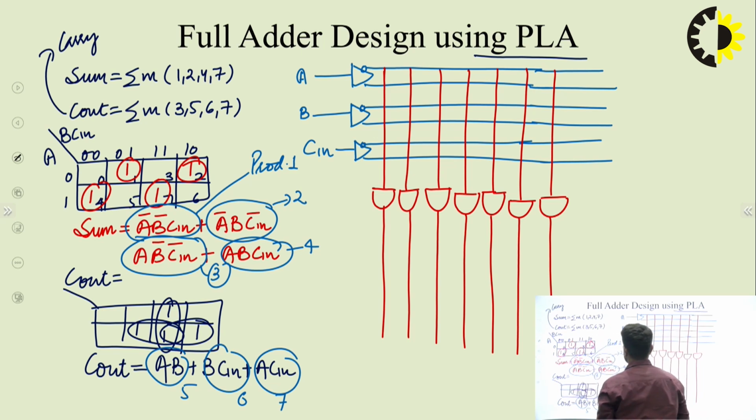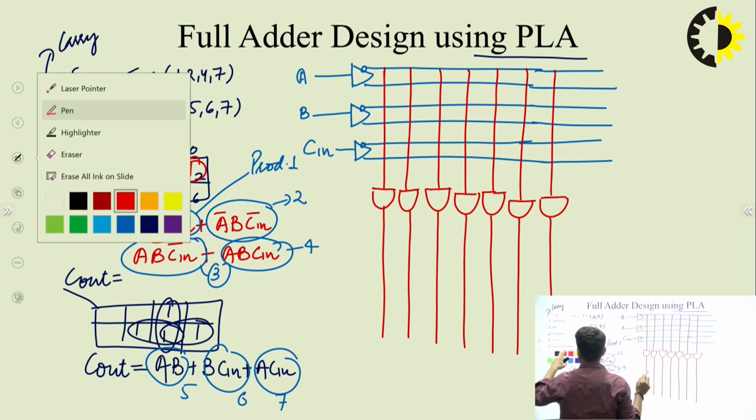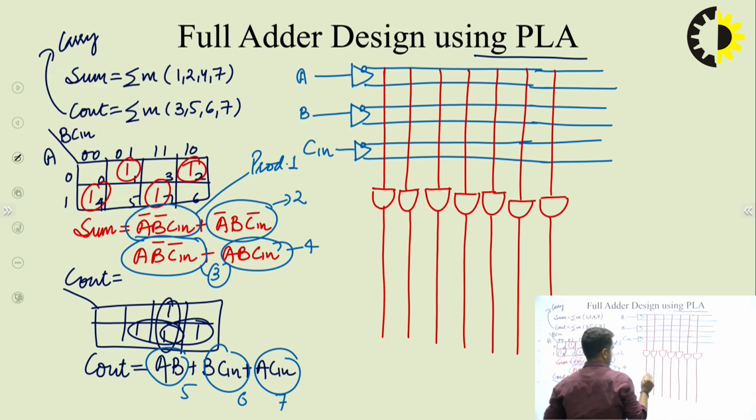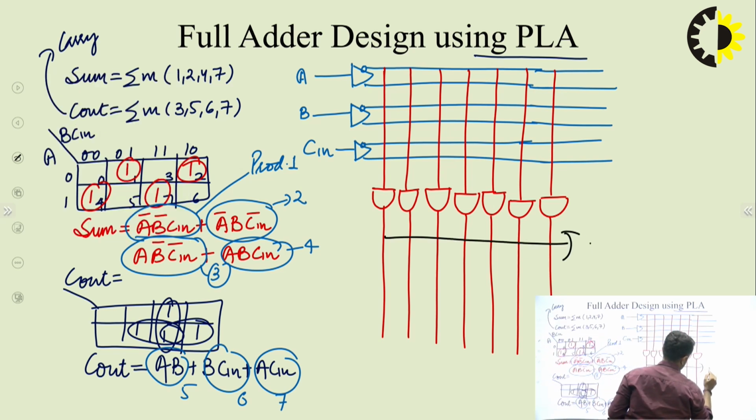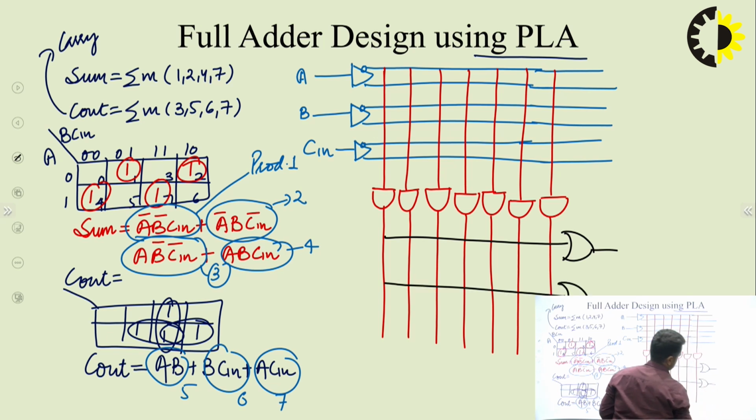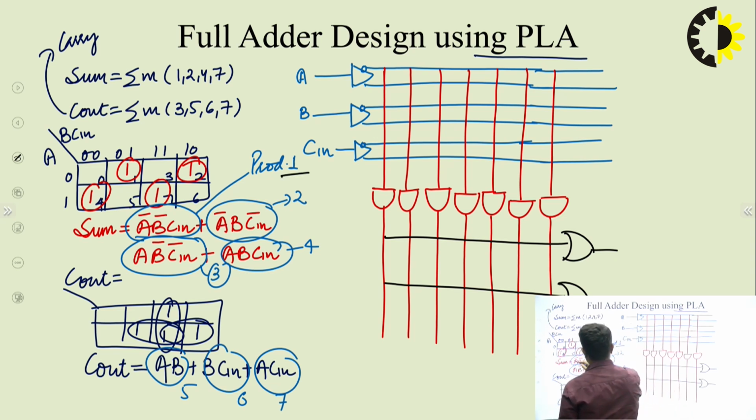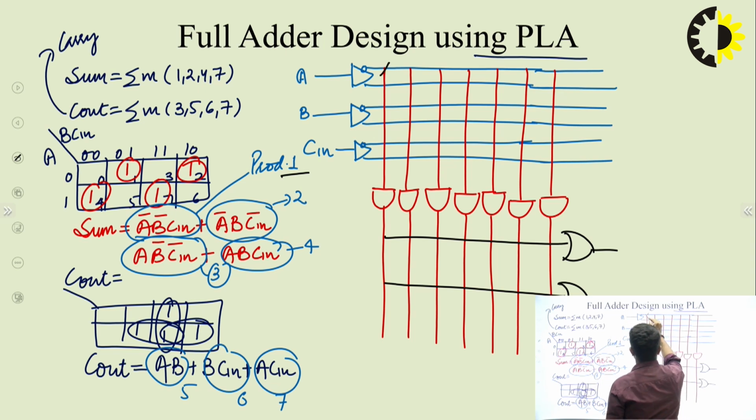Okay, and we are going to use 2 outputs. So there will be 2 OR gates as well. I will be using 2 OR gates. So first AND gate, product 1, A bar, B bar, C in. So A bar, this is A bar, this is B bar and this is C in. Second product, A bar, B, C in bar. So this is A bar, this is B, this is C in bar, sorry.